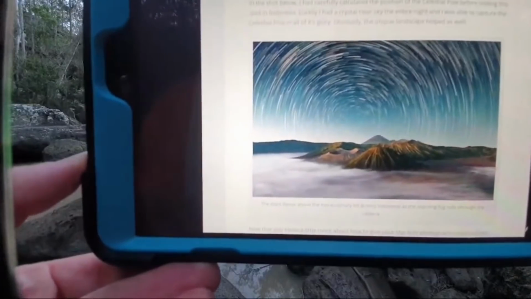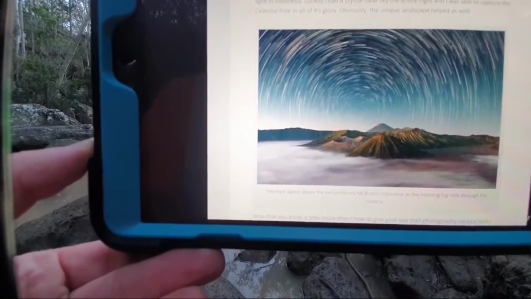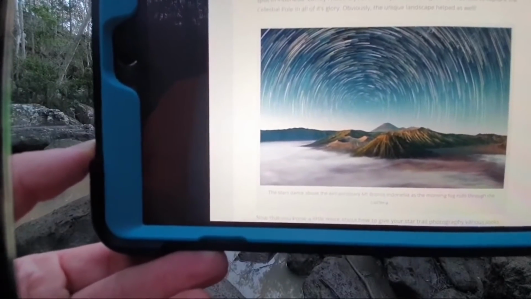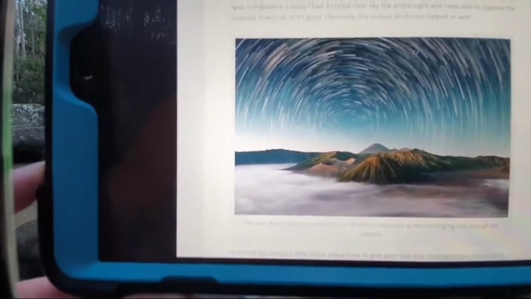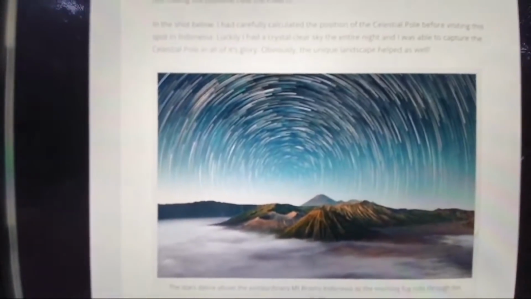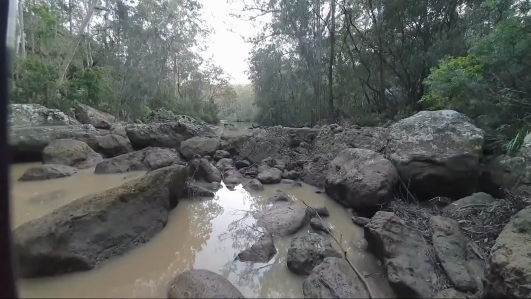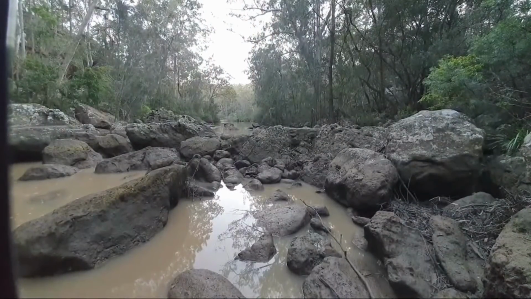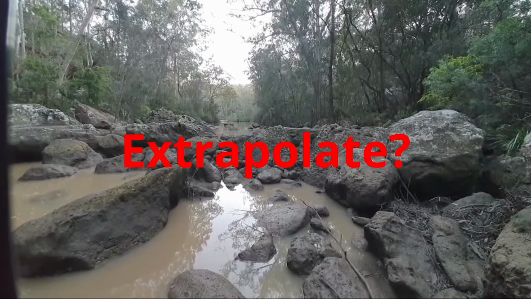The stars dance above the extraordinary Mount Bromo, Indonesia, as the morning fog rolls through the... Yep, beautiful. Isn't it? There's Polaris, 8 degrees below the equator. Now, this isn't the killer blow here. This is just an observation. What we extrapolate out from this is great.